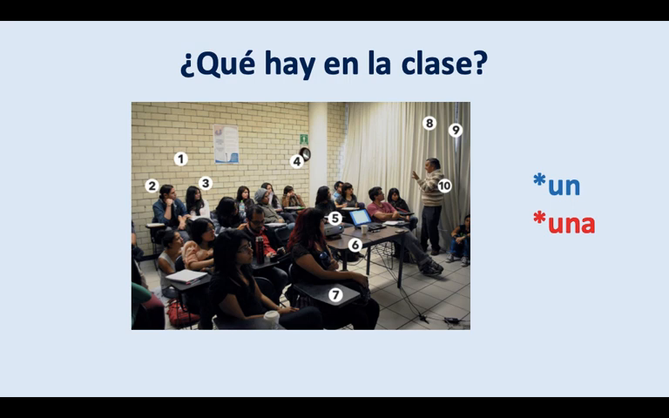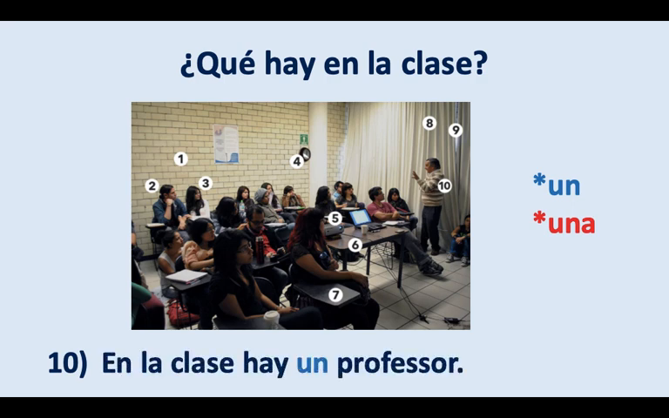Y finalmente, ¿qué hay en la clase 10? En la clase hay un profesor. No hay profesora. So there isn't a female teacher. When you use no and you make that sentence negative, you remove the un or una. It sounds sort of cave person-ish. There isn't teacher, but that's just the way that works in Spanish. You just don't say un or una. You just say no hay profesora, no female teacher.